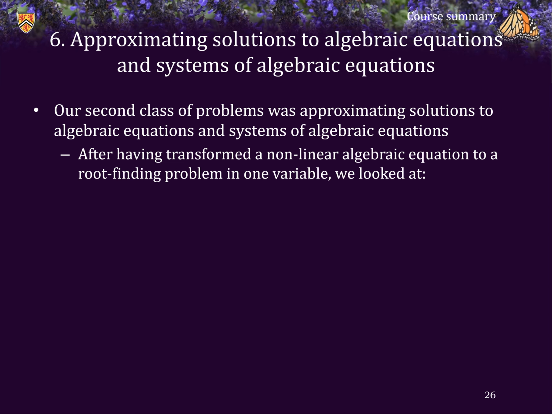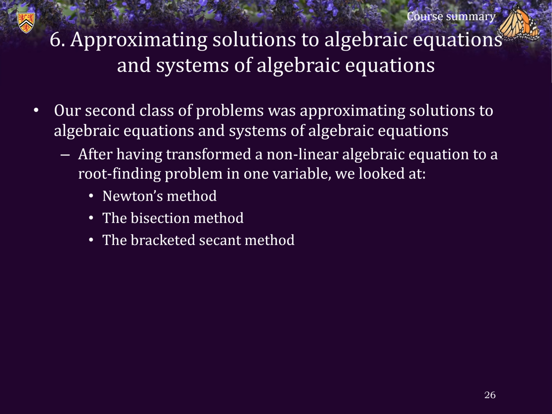Next, after having transformed a nonlinear algebraic equation to a root-finding problem in one variable, we looked at Newton's method, which used Taylor series approximations where we converted the nonlinear equation locally to a linear equation, which we then solved. Next, we saw the bisection method, which used bracketing. This was followed by the bracketed secant method, which uses the same approach as the bisection method, bracketing the root, but estimates the location of the root using a linear interpolating polynomial.